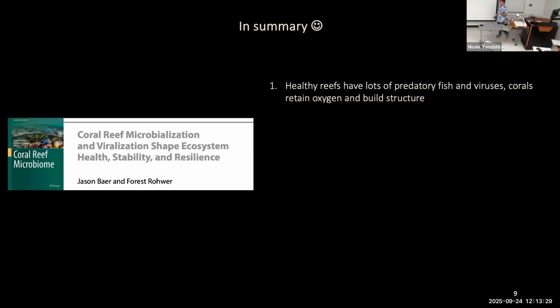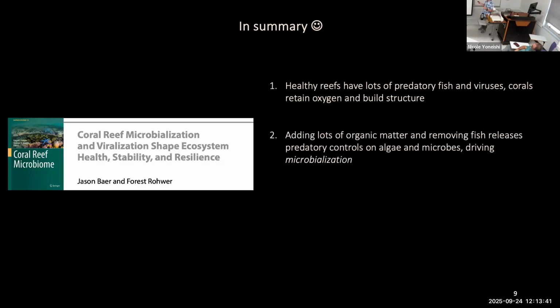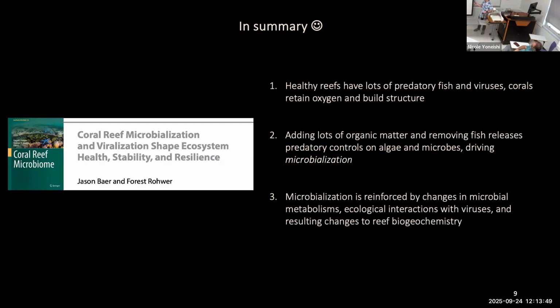Okay, summarizing all that, I gave you a lot of information, but we're going to talk about the fun stuff now. Healthy reefs have a lot of primary predatory fish and viruses, and coral reefs are retaining oxygen and building structure. By adding a lot of organic matter and removing the fish, we release the predatory controls on algae and microbes. We drive this microbialization feedback loop. And then this is reinforced by changes in microbial metabolisms, ecological interactions with viruses, and the changes that we see to reef biogeochemistry.